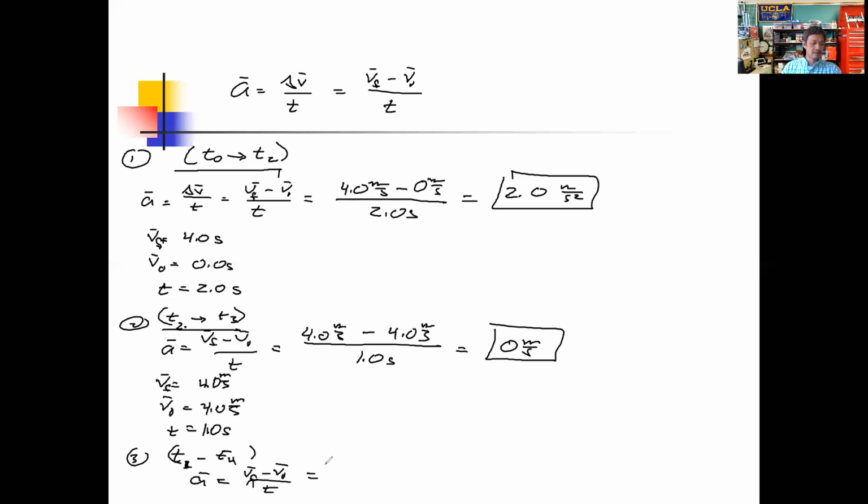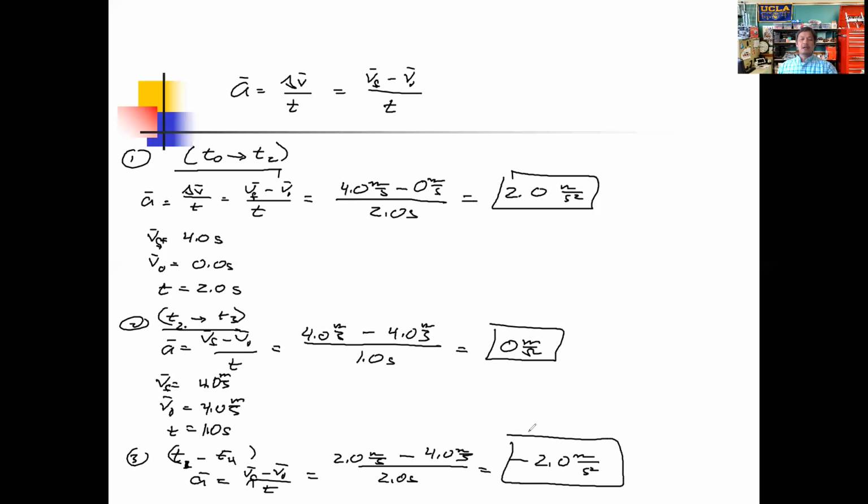Okay? So v final here is going to be 2 meters per second, which is the speed at 4 seconds, minus the initial velocity at t equal to 2 seconds, which is 4 meters per second, all over a time interval of 2 seconds here. Which gives us a negative 2.0 meters per second squared. Sorry, this is seconds squared as well. All right, so those are the accelerations there.